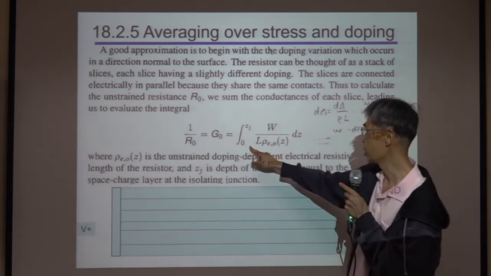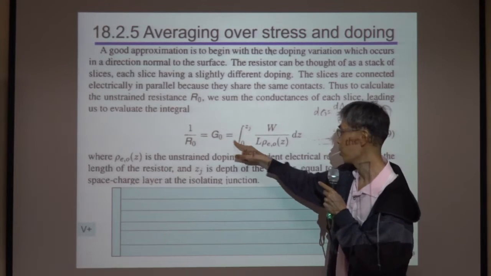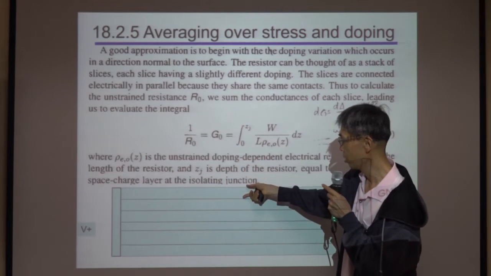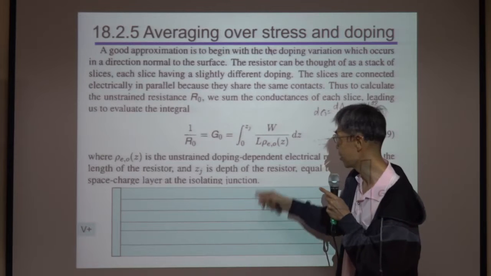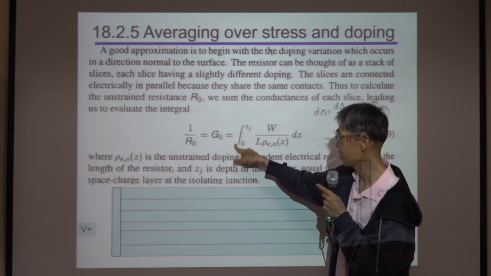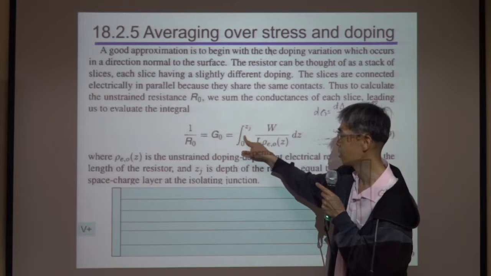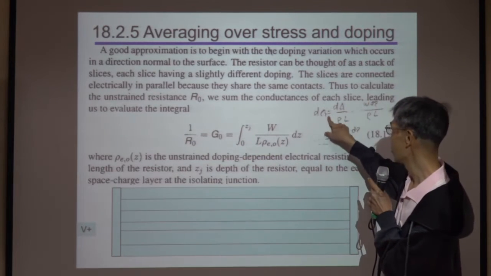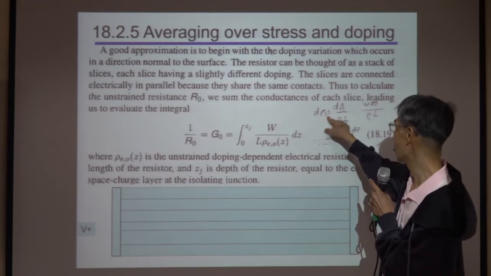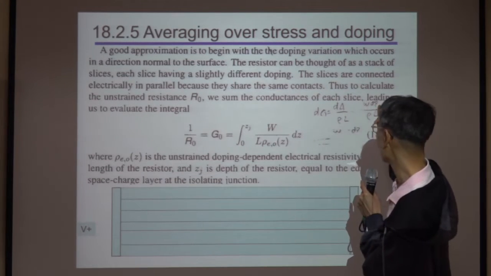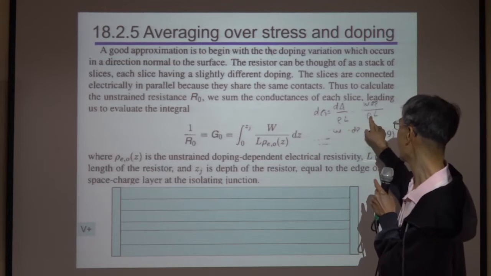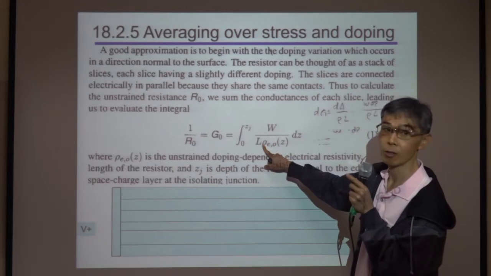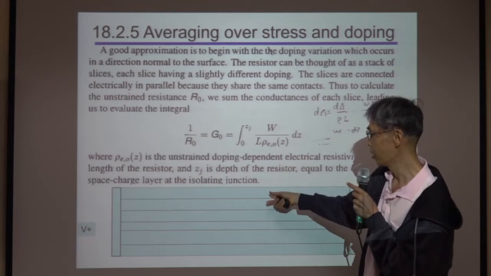Total conductance equals the integration of each tiny conductance. You can take this integral as a summation of each tiny element. So we put each tiny element dG here: w dz over rho L. But now rho is a function of the thickness.